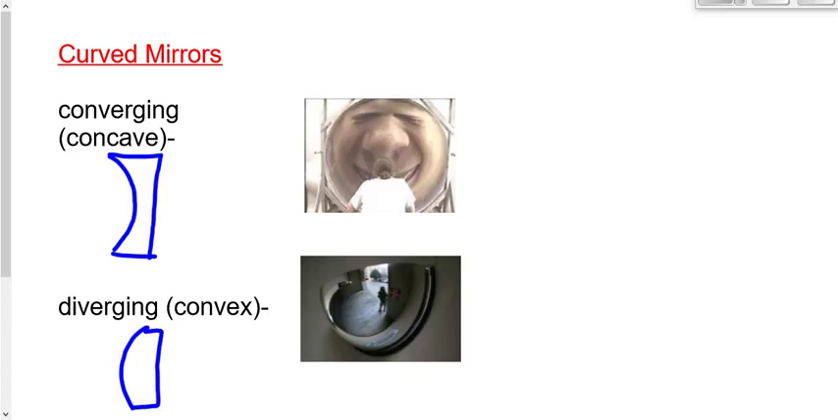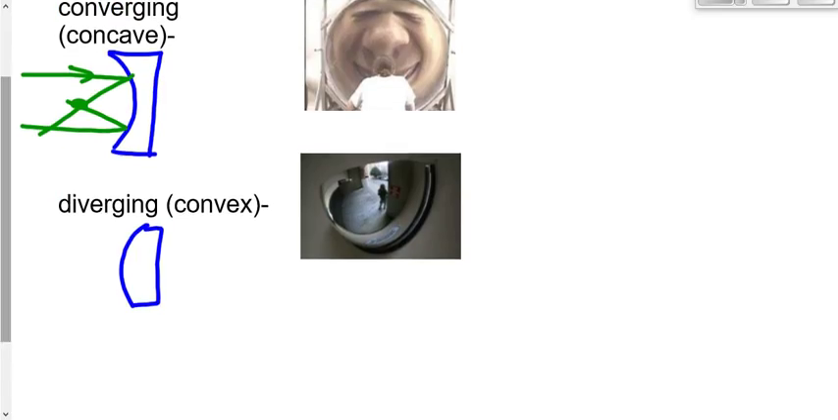Now, this converging mirror means that rays that are parallel to the principal axis will converge at a focal point. The diverging mirror means rays that are parallel to the principal axis will diverge away from a focal point. Just like with lenses, they diverge away, except with lenses, they didn't reflect, they refracted and diverged away.